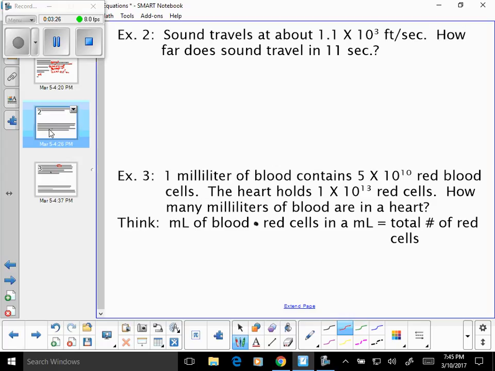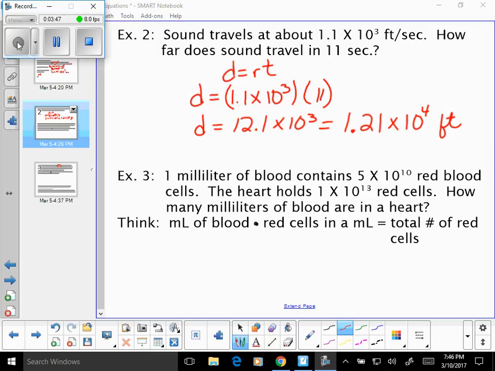Example 2 is also like number 4 on today's homework, and it is very much like example 1 that we had. It is a d equals rt. So why don't you hit pause and try the problem on your own, and then we'll see how you did. Okay, class, here's the completed problem. How did you do? Did you recognize that you have to put it in simplified form with scientific notation?